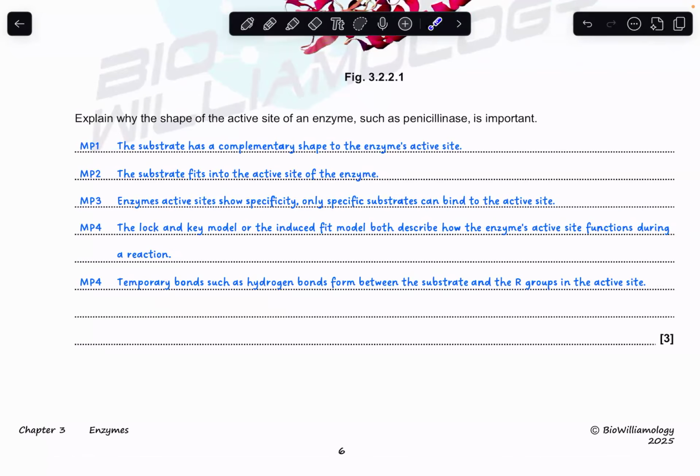You can talk about the lock and key model and induced fit model, describing how the enzyme active site functions during the reaction, and, very important, decreases the activation energy. Temporary bonds play a very important role. Temporary bonds such as hydrogen bonds form between the substrate and the R groups in the active site. That's why it is very important to maintain the shape of the active site, to allow the substrates to bind.